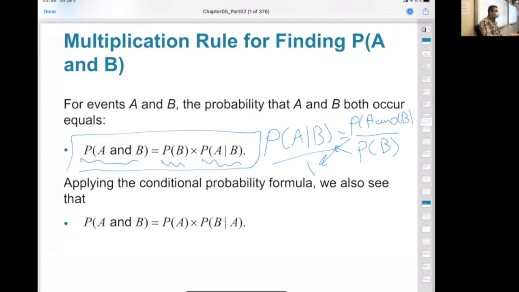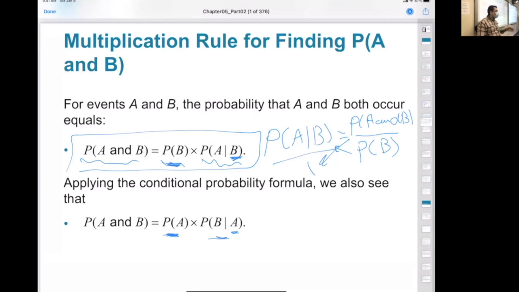Same thing: the probability of A and B is the probability of A times the probability of B given A. So don't confuse between them. Because we have A here, you multiply the probability of A, and because we have B here, you multiply the probability of B. So this is the multiplicative rule.